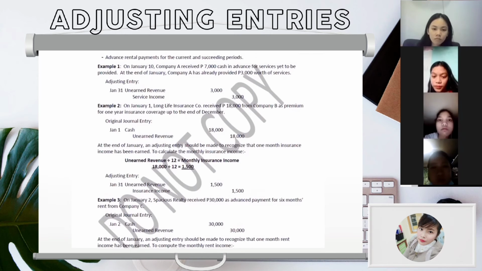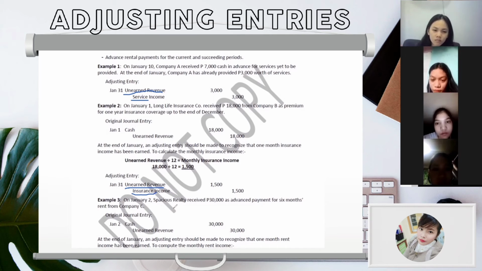Para meron kayong, ayan. So, kung titignan nyo, pareha sila, unearned revenue, right? Unearned revenue. Pero, nagkaiba sila dito, insurance income. Dito kasi service ang pinrovide. Dito naman, insurance. Okay? So, anong naiiba? Ito. Ito yung variable natin dito. Nagkakaintindihan? Okay. Sa ngayon, paano naman kung si client ay nagbayad in advance ng payment?